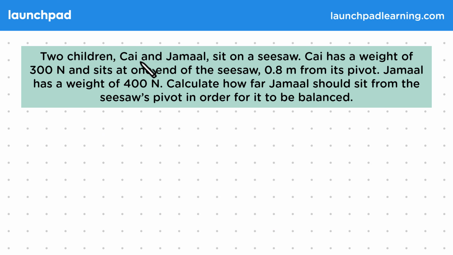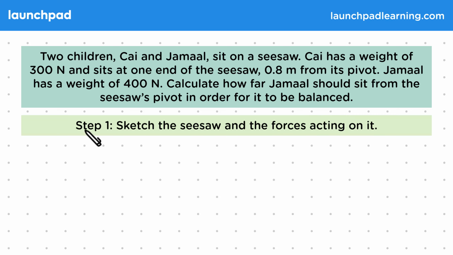Two children, Kai and Jamal, sit on a seesaw. Kai has a weight of 300 newtons and sits at one end of the seesaw, 0.8 meters from its pivot. Jamal has a weight of 400 newtons. Calculate how far Jamal should sit from the seesaw's pivot in order for it to be balanced.